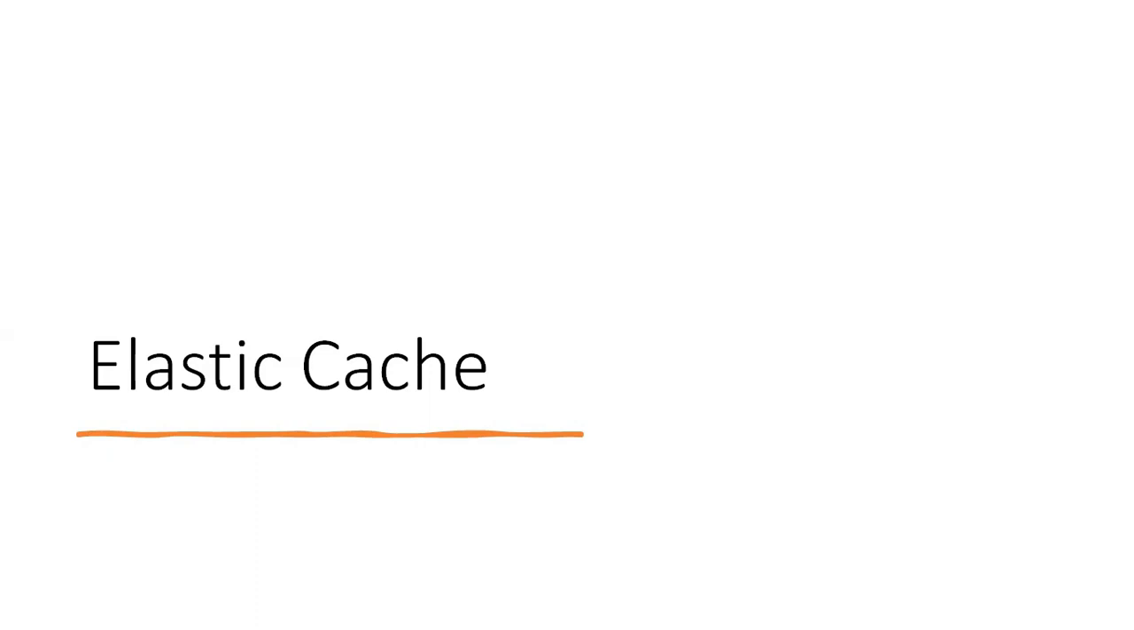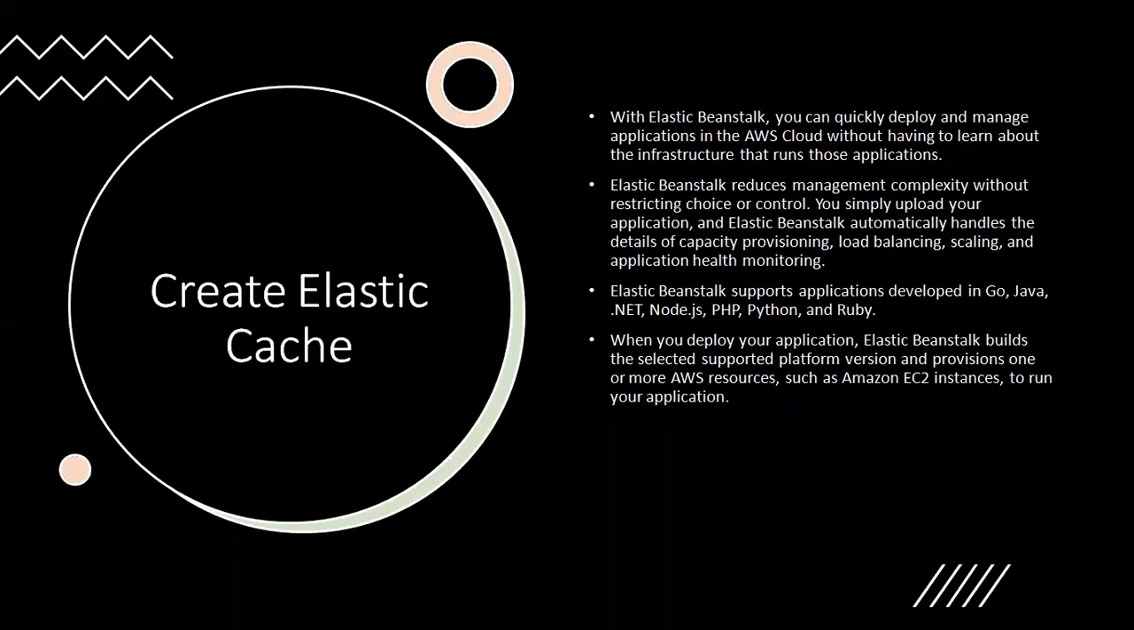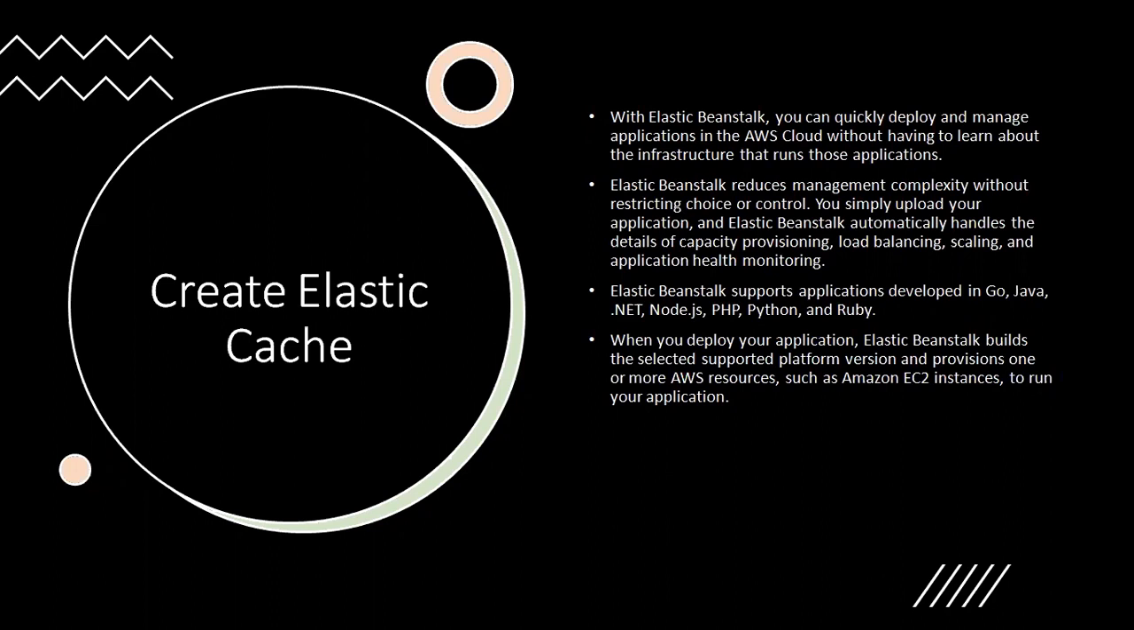When we talk about ElastiCache, it is a web service that makes it easy to deploy and run Memcached or Redis protocol-compliant server nodes in the cloud. Amazon ElastiCache improves the performance of your web application by allowing you to retrieve information from a fast managed in-memory system, instead of relying entirely on slower disk-based databases.